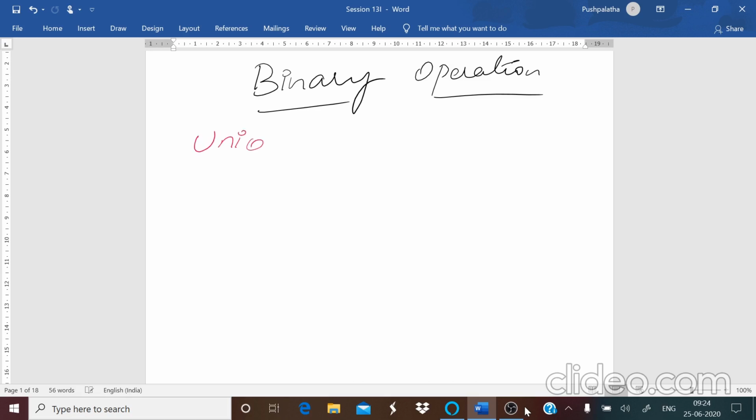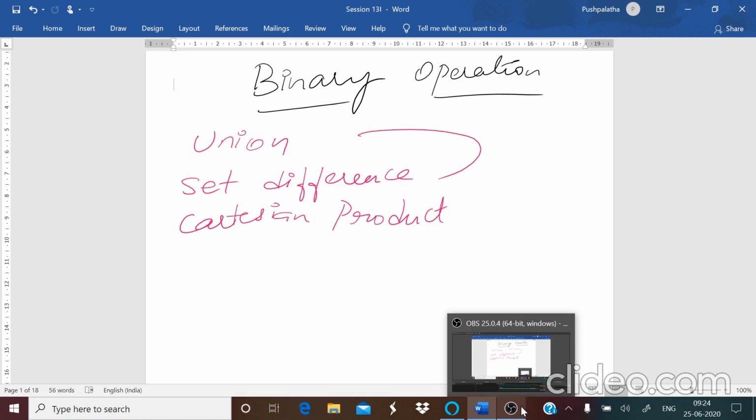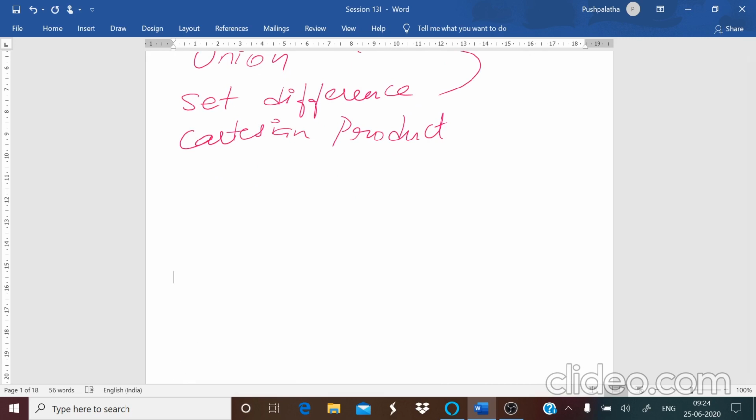The union, the set difference and Cartesian product. Let us go in detail about the union and the difference. Cartesian product I will just give the definition, as it is not so important from the point of view of the examination. Let us not trouble our minds with that. So first let us go for the first operation, that is the union operation.